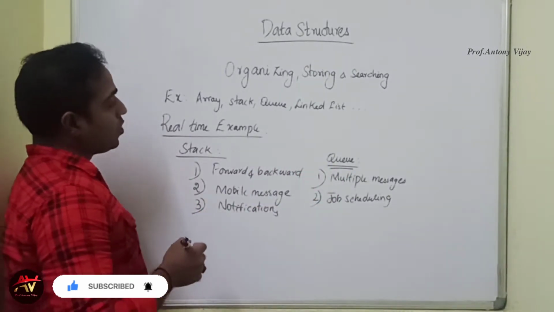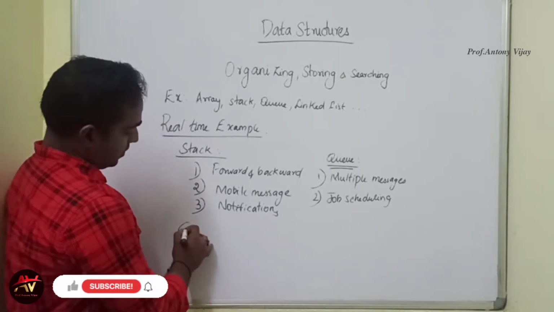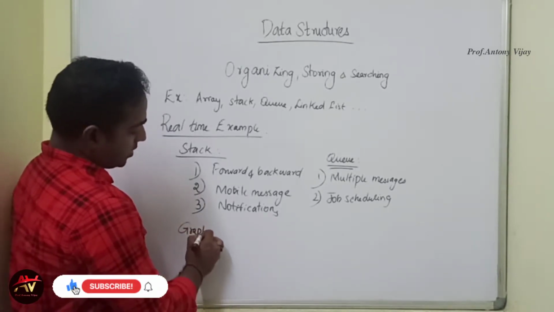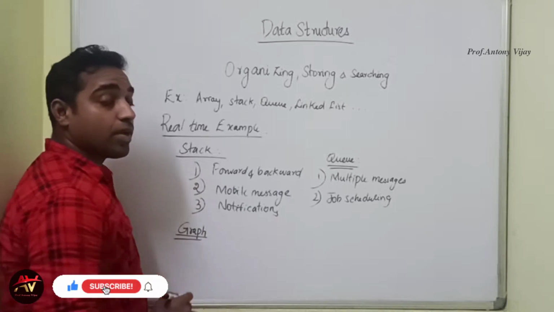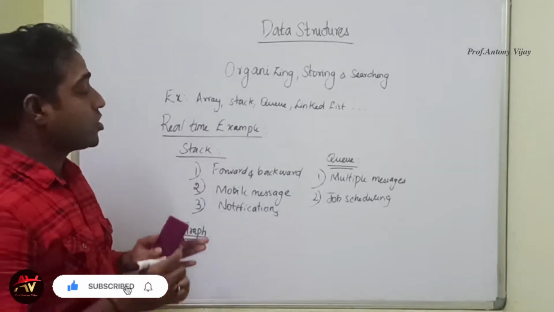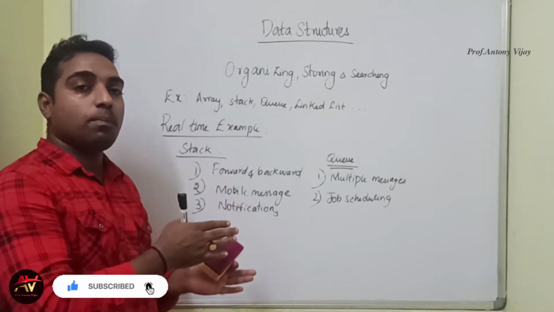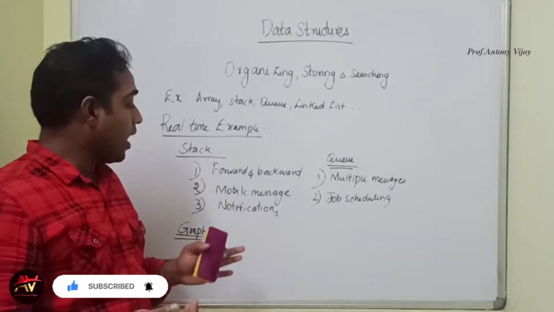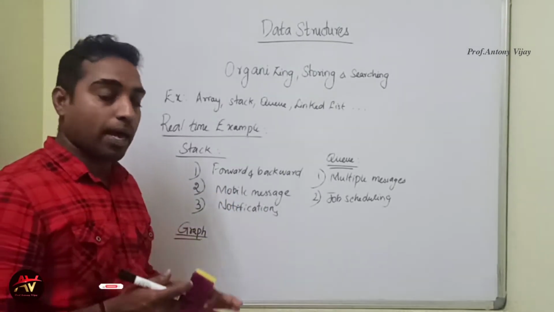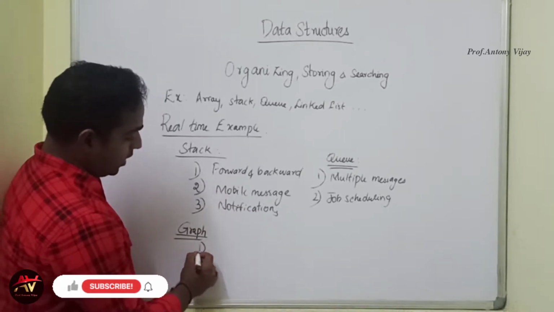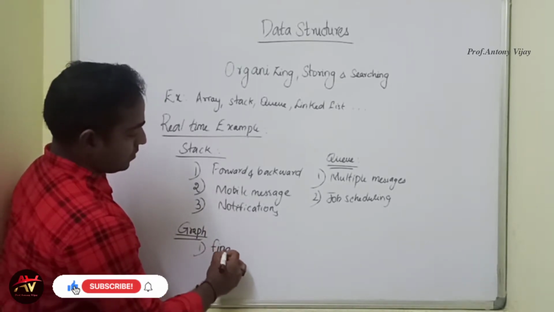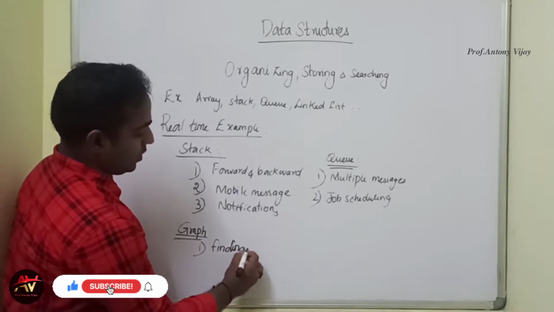Then when I talk about graph, graph is also a data structure. It can be used for finding out the shortest distance from one place to another place, and it can be used in Google Maps. So finding shortest path.